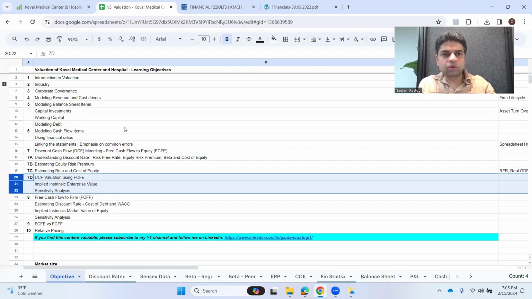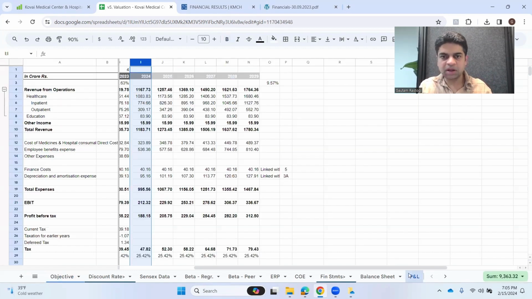So Kovai, they came with their latest quarterly numbers, that is FY24 Q3 numbers, very recently, a couple of weeks back. So first, before valuing this business, let's spend a few minutes comparing their latest reported numbers, that is their numbers from the last 9 months, which are out now, with what we have projected for FY24.